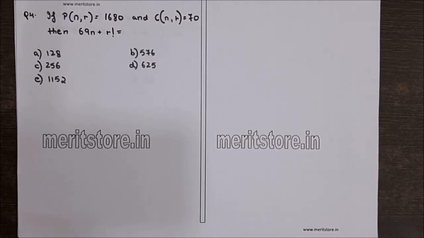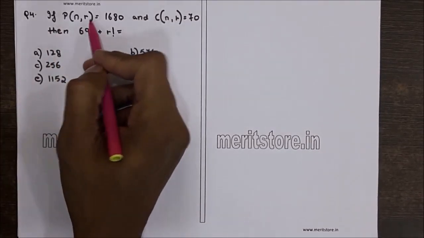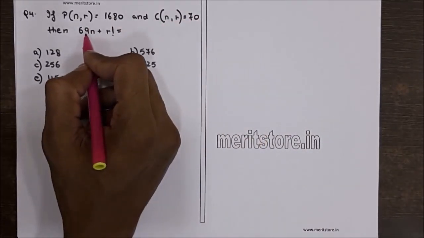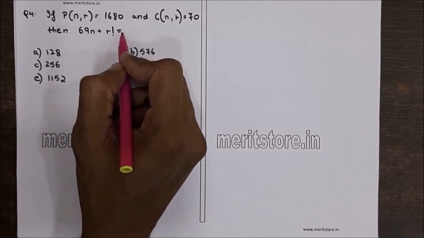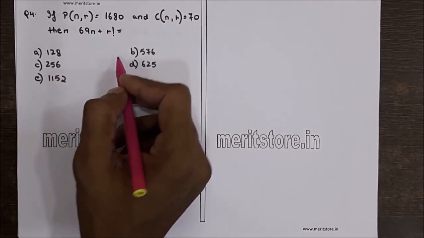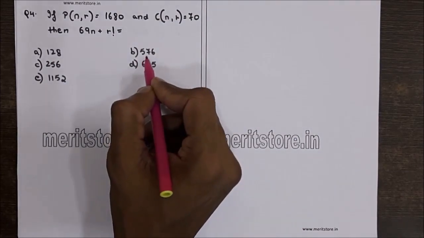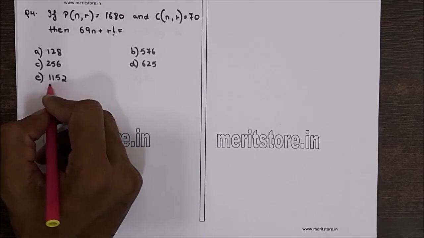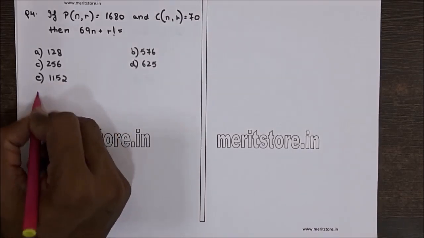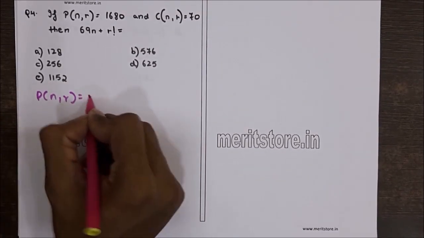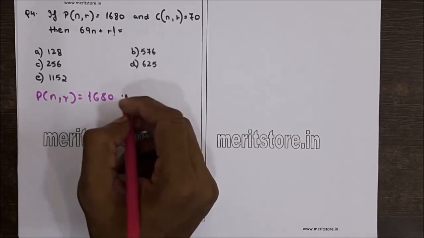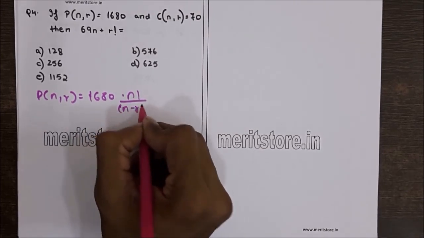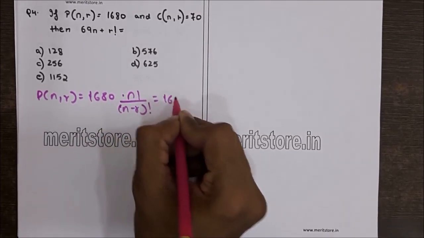Question 4. If P(n, r) is equal to 1680 and C(n, r) is equal to 70, then 69 into (n + r) factorial is equal to, we have five options given, that is A 128, B 576, C 256, D 625 and E 1152. So we have P(n, r) is equal to 1680, which is n factorial upon (n minus r) factorial, equal to 1680.